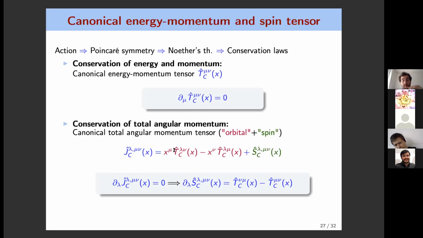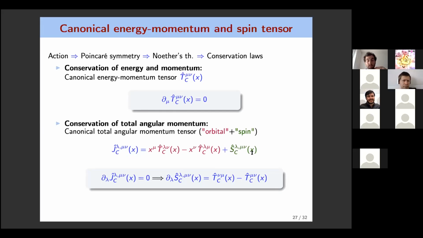which is in general given by an orbital-like component, expressed with the energy momentum tensor, and a spin component, which is expressed with this S here, this green S, which is the so-called spin tensor. And this is the point: the new dynamical variables, so to speak, that we introduce in spin hydrodynamics. In general, the spin tensor is not conserved, but the source for the change of the spin tensor is given by the antisymmetric part of the energy momentum tensor.